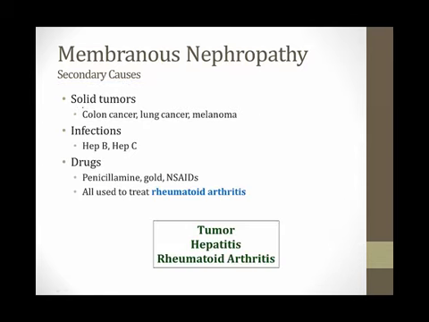Membranous nephropathy can also occur in patients with solid tumors, especially colon cancer, lung cancer, and melanoma. It can also be seen in patients who have viral infections, especially hepatitis B and hepatitis C. And finally, it commonly occurs in patients taking certain drugs. These drugs are all used to treat rheumatoid arthritis. They include penicillamine, gold, and NSAIDs. And an easy way to remember this is just to remember the phrase tumor, hepatitis, and rheumatoid arthritis. It rhymes, and these are the three secondary causes of membranous nephropathy that you should know other than lupus.